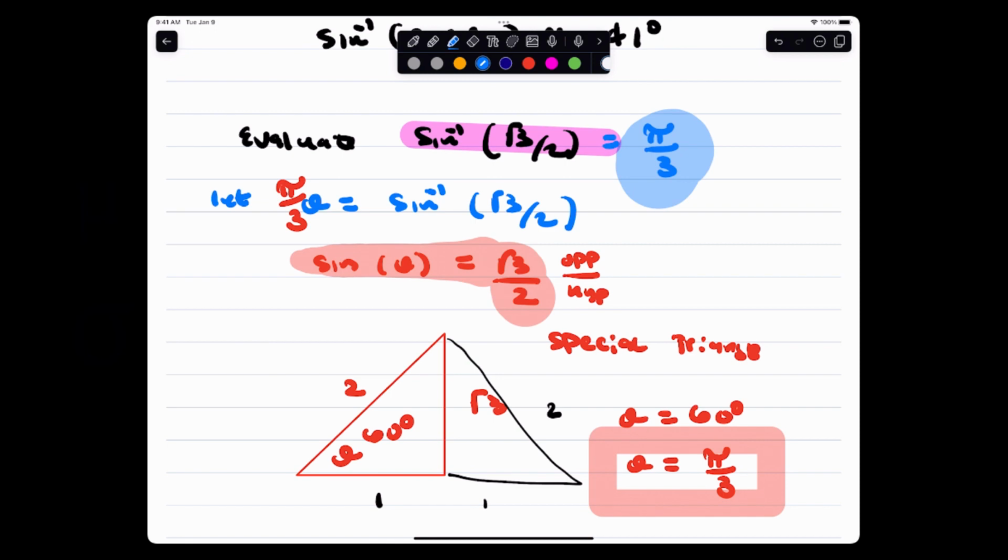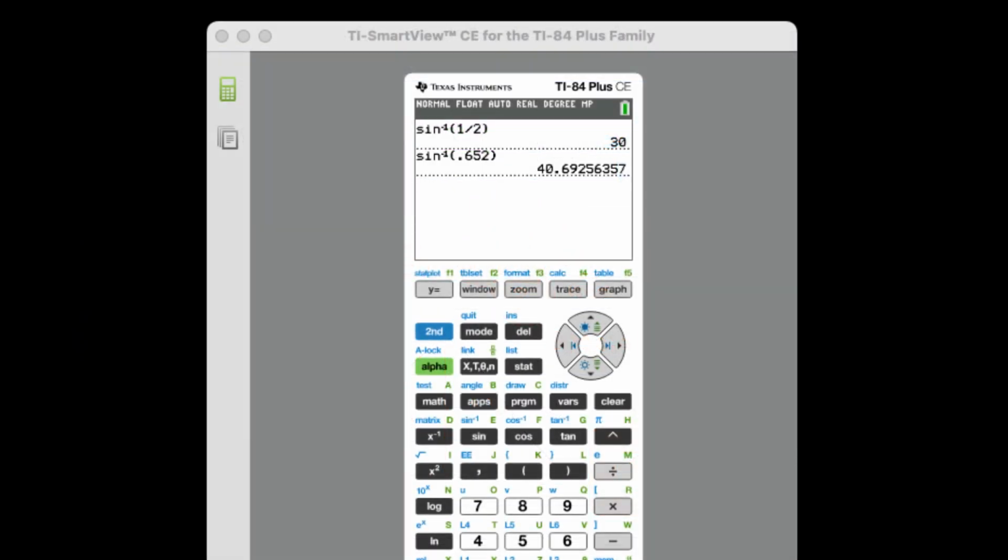Now you say, okay, what about my calculator? Well, guess what? Second, inverse sine, square root of what? 3 divided by 2. Does that give you 60 degrees? Sure does. Okay, you guys okay with that? Easy peasy, lemon squeezy.